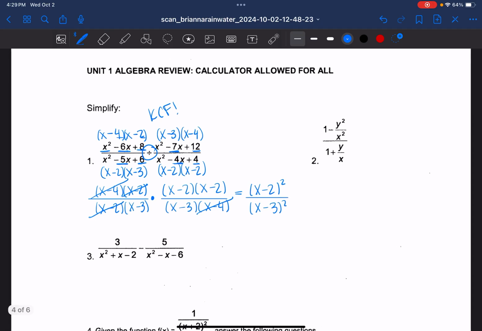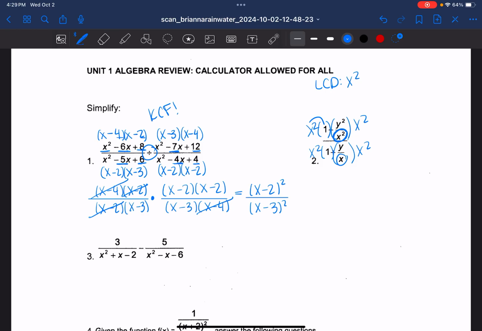For number 2, the easiest way to go about this would be to pick a least common denominator. So I look at my two options of denominators. Remember, I can't take anything away. I can only multiply by something to add value to the denominator. So x squared is going to be my least common denominator. That being said, I have to multiply every single piece of this problem by x squared.